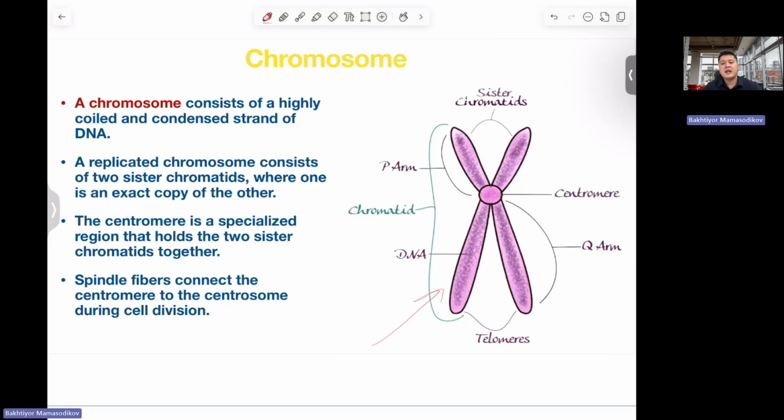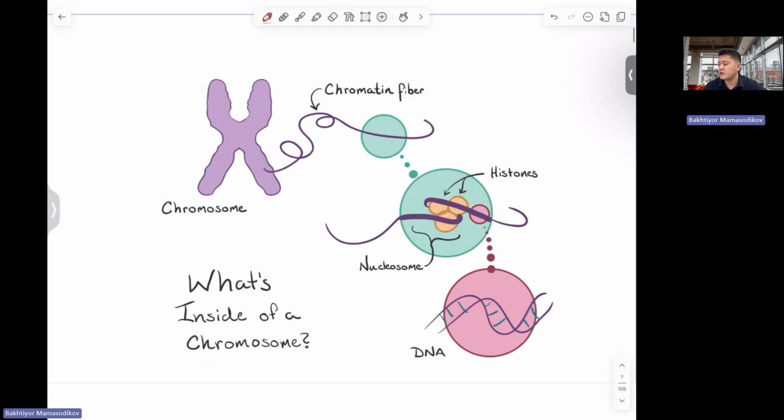So let's talk about DNA, chromatids and chromosomes. DNA is a very long thread. That thread wraps around proteins called histones. You can see this is a DNA molecule wrapped around the histones. When the DNA thread wraps around the histones, we call it chromatin.